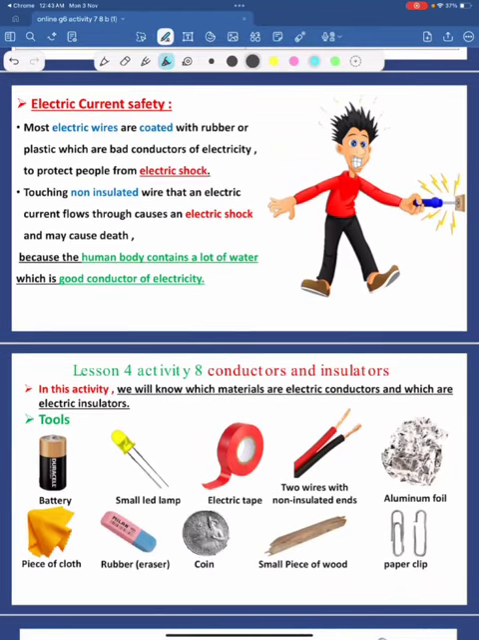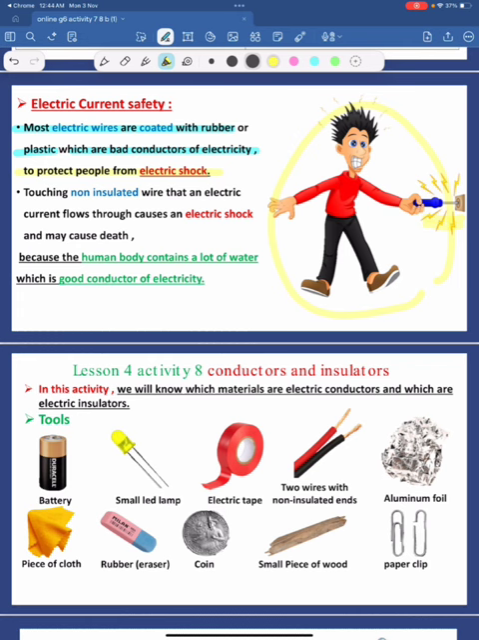Next, in this part, we talk about electric current safety. Most of the electric wires in your home are coated with rubber or plastic, which are bad conductors of electricity. Why, mister? Why is the wire covered with rubber or plastic? To protect you from electric shock.